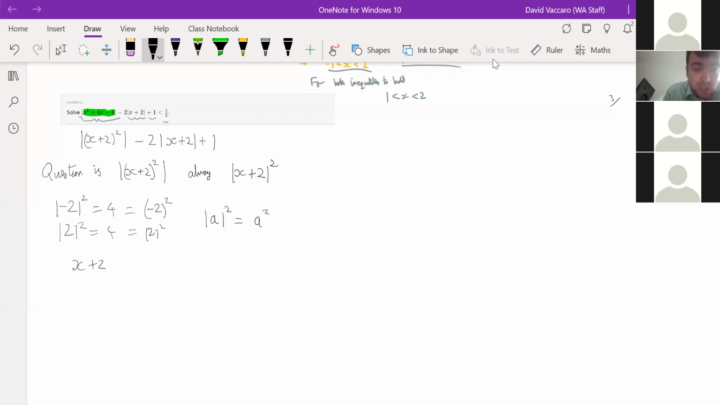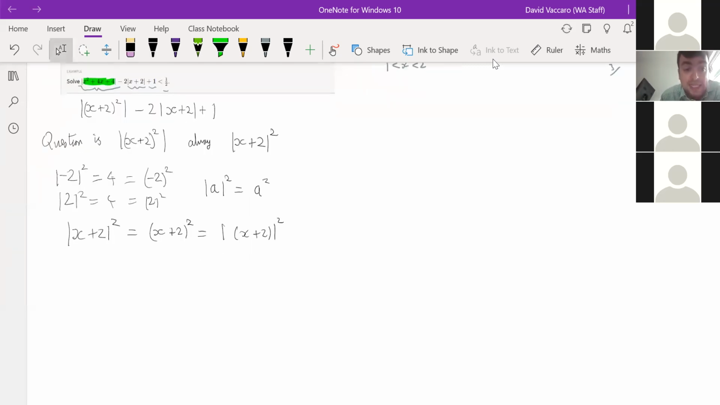So x plus 2 modulus squared is the same as x plus 2 squared. But x plus 2 squared is positive, so when you modulus it, it's the same as x plus 2 squared. Okay, so it really is the case that the modulus of x plus 2 all squared is the same as x plus 2 all squared. So I'll just subtract the half.